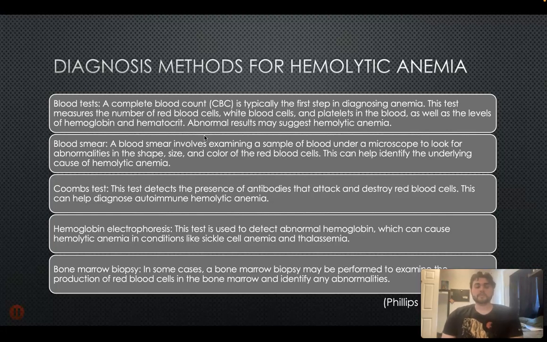Hemoglobin electrophoresis is used to detect abnormal hemoglobin, which can cause hemolytic anemia in conditions like sickle cell anemia and thalassemia. There is also a bone marrow biopsy. In some cases, a bone marrow biopsy may be performed to examine the production of red blood cells in the bone marrow and identify any abnormalities.